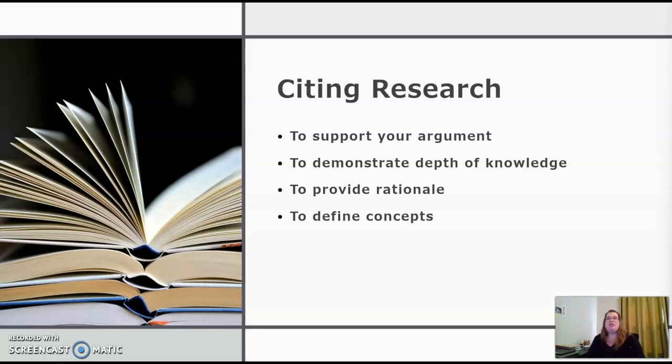So as you're going through writing your dissertation, a lot of times we think about the research that we're citing as demonstrating our depth of knowledge, and we just think about it from the review of literature, but there's a number of different ways and reasons for citing research and existing literature in your study.